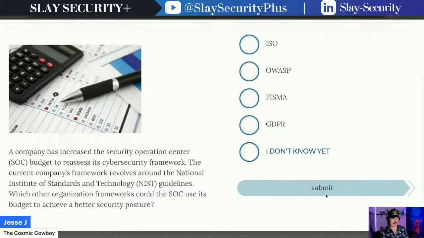Question and answer. A company has increased the Security Operations Center budget to reassess its cybersecurity framework. The current company's framework revolves around the National Institute of Standards and Technology, or NIST, guidelines. Which other organization frameworks could the SOC use its budget to achieve a better security posture? Could it use ISO, or International Organization for Standardization, which is funny because ISO is what they go by, but the letters are backwards. Is it OWASP, FISMA, or GDPR?